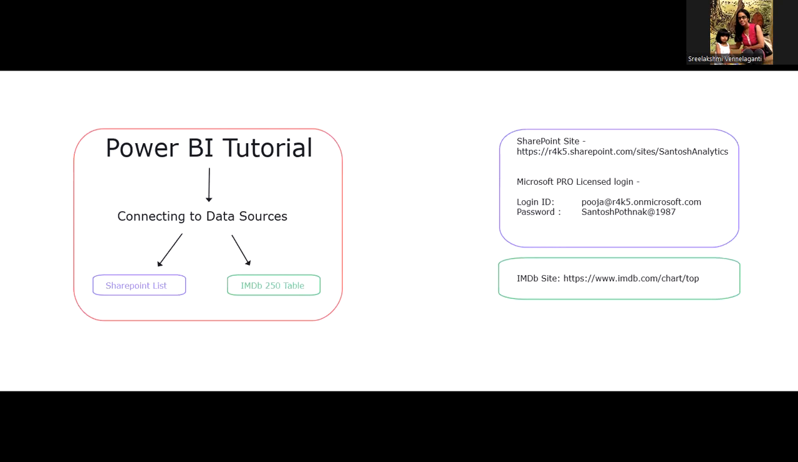I will be showing a Power BI tutorial for Power BI Desktop on how to connect to two different data sources. The first one is a SharePoint list, and the second one is a website, a table from the IMDB 250 movie website. So we have the data source information here, and let's get started. I'm going to share my screen.